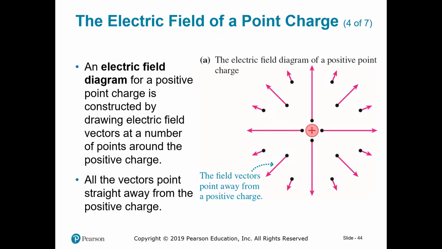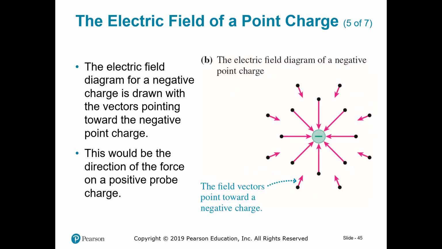And then for the electric field of a point charge, if you have a proton with a positive charge, the electric field is outwards. So the field vector points away from positive charges. This is the electric field diagram for a proton or a positive point charge: all vectors point straight away from the positive charge. And if you have a negative charge or electron, the field is toward the electron. This is opposite to the proton.